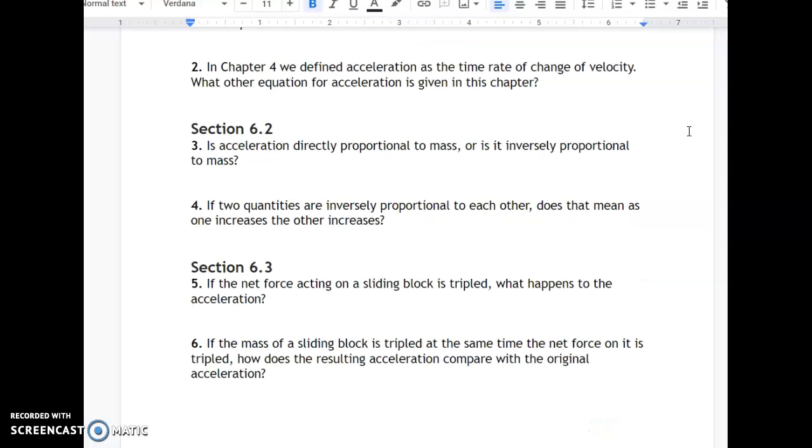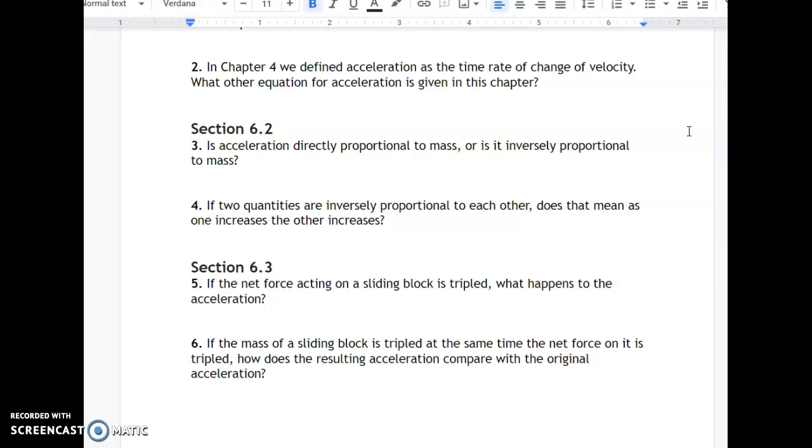So in section 6.2, is acceleration directly proportional to mass, or is it inversely proportional to mass? So acceleration and mass do hold a proportionality. It is an inversely proportional relationship. So as you increase your mass, you expect your acceleration to decrease. As you decrease your mass, you expect your acceleration to increase. So as you can get a good idea there, as you increase one, the other one decreases, or as you decrease one, the other one increases.